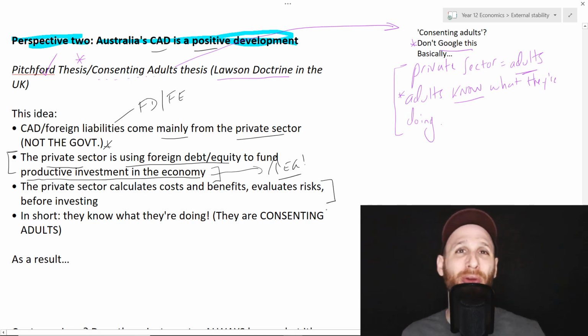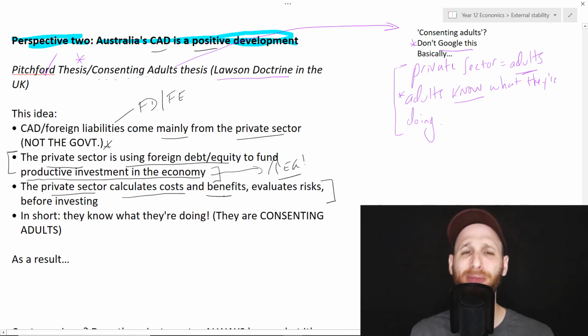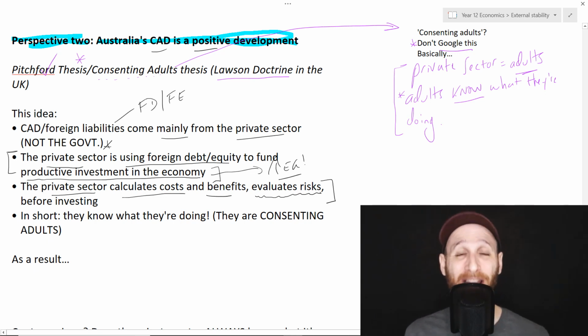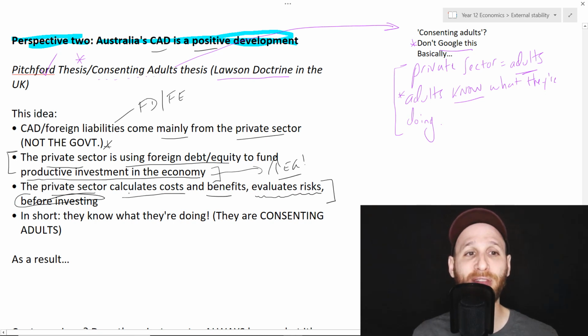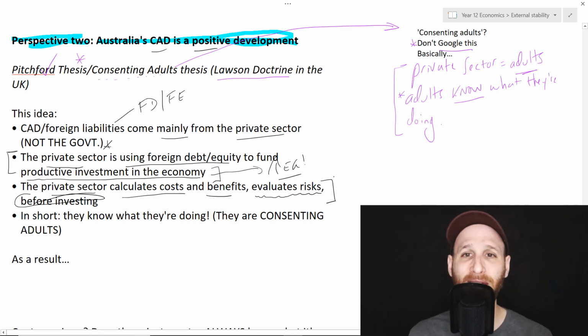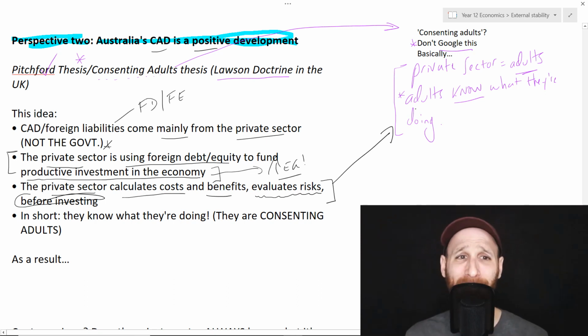And the reason we're okay with this is because we think that the private sector calculates the costs and benefits, it evaluates the risks so it doesn't lose money, so it doesn't irritate shareholders, and they do all of this before they start investing. They think about the process. So here, it comes back to that consenting adults idea that adults know what they're doing, right? And that's what I've written here.